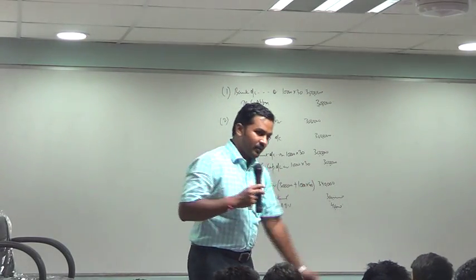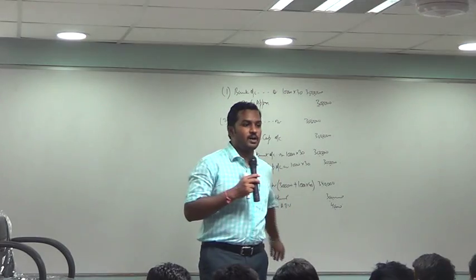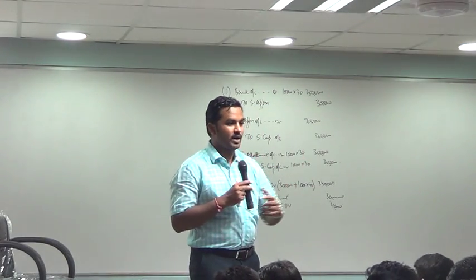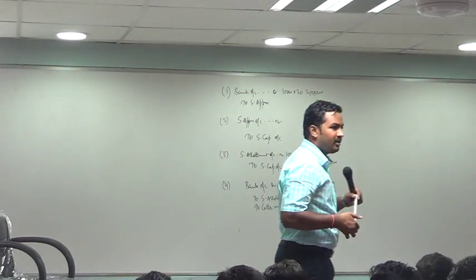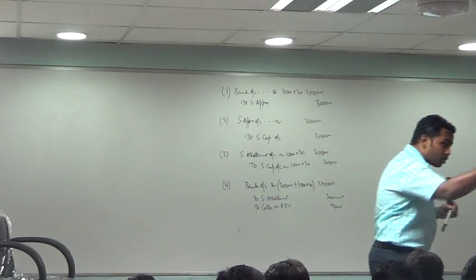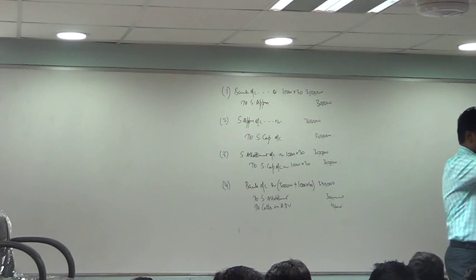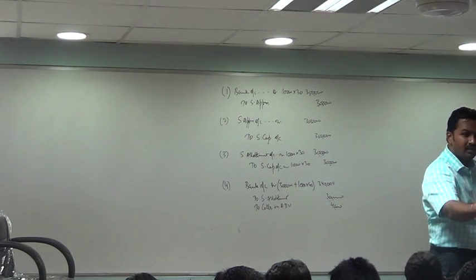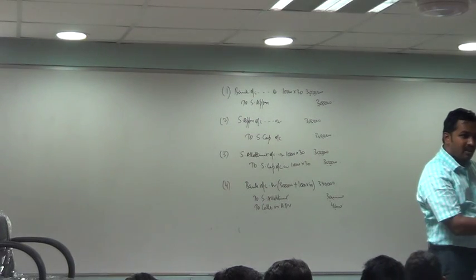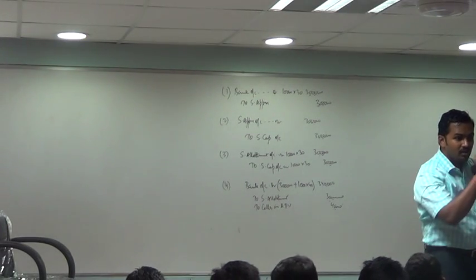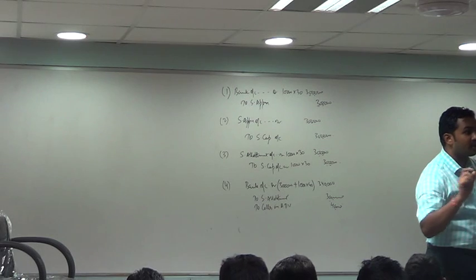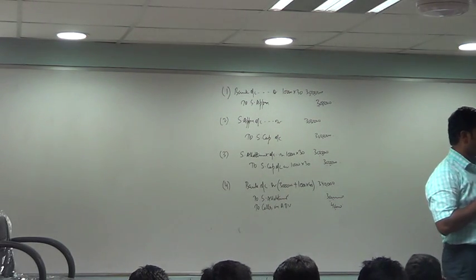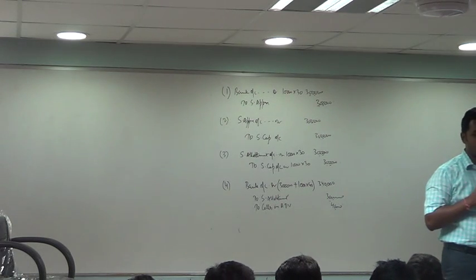When you give the advance back, what entry will you pass? Calls in advance account debtor to bank. And when you receive call money, what entry will you write? Bank account debtor to relevant call account. Bank cancels out. What remains? Calls in advance account debtor to relevant call account. That is the entry you have to pass for adjustment of calls in advance.